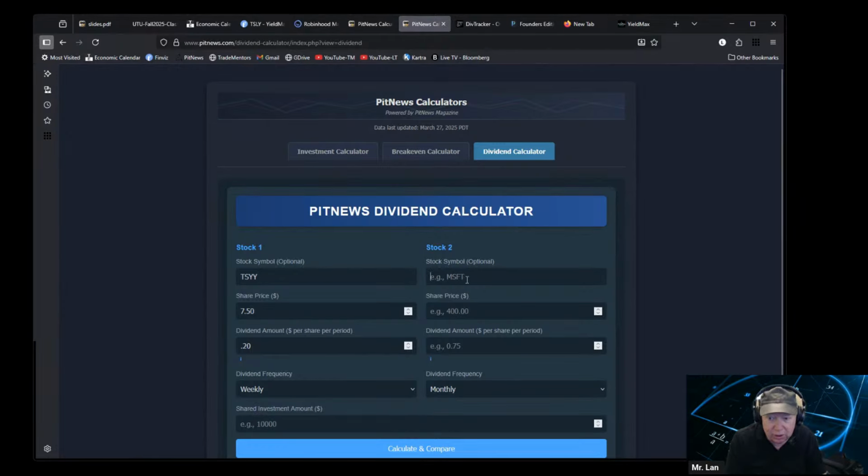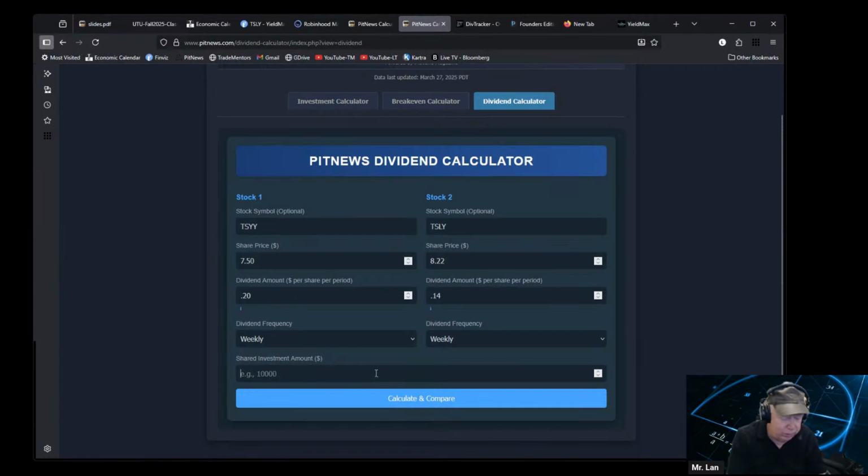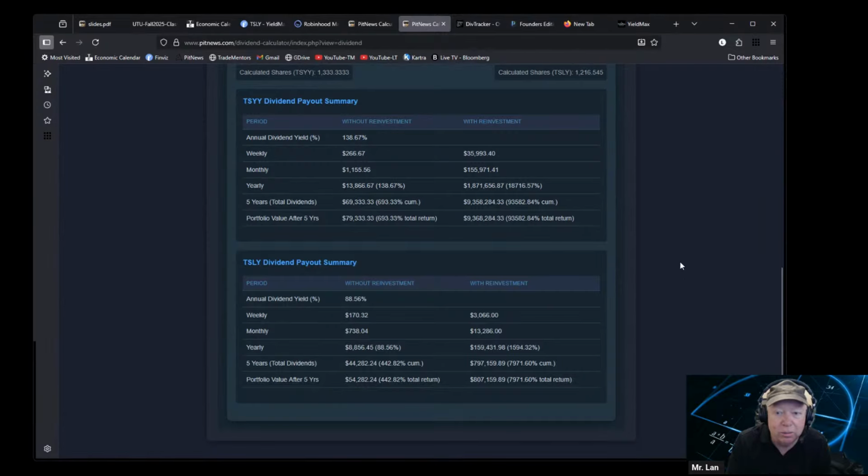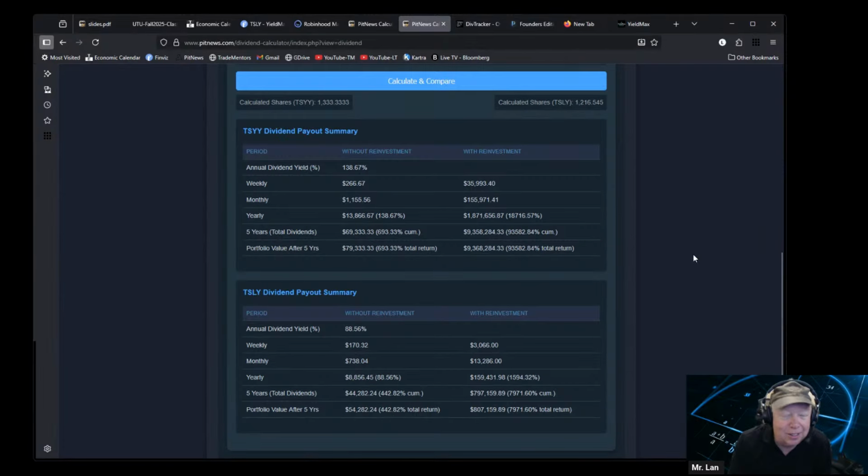And we're going to come over here and put in TSLY. The share price is 8.22, the dividend is 0.14, and it's paying out weekly as well. All right, and we're going to put in $10,000 and calculate. So now you can come down here and see those two compared. See how cool that is? This is a free calculator to you guys.